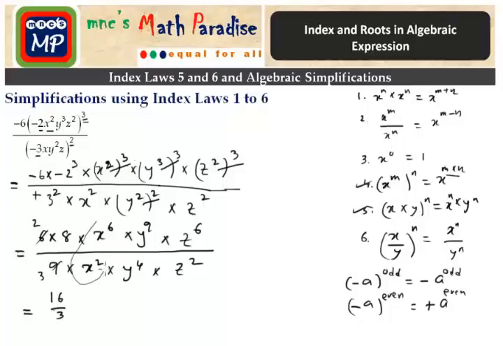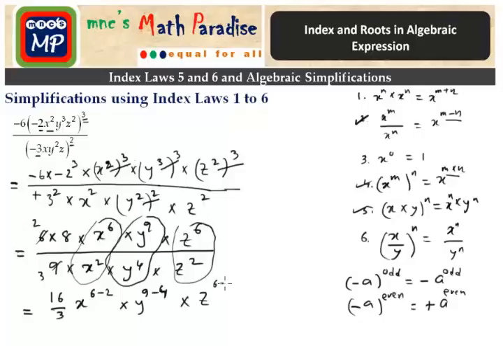Now x cube and x square, they are divided. So using formula 2, if the base is same and they are divided, then the powers subtract from the top to bottom. So we will get x to the power 6 minus 2. Similarly, y is also divided. So y to the power 9 division y to the power 4, so we will get 9 minus 4. Then z is the same thing, same formula. z to the power 6 division z square, we will get z to the power 6 minus 2.